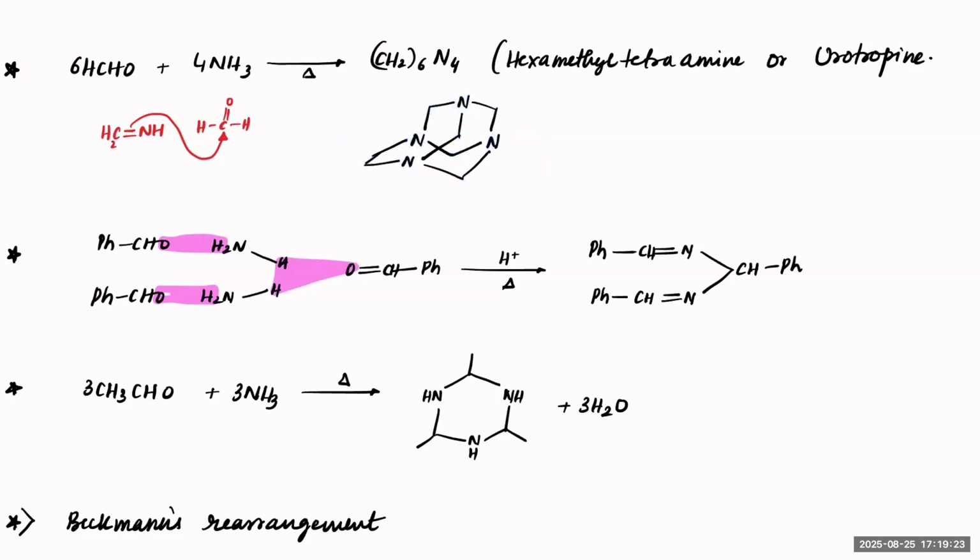So this is called hexamethylenetetramine. Of course, there are 6 methyl groups and 4 amine groups. And the industrial name for that is urotropine. This is called urotropine. Please do remember the structure, how it looks like.